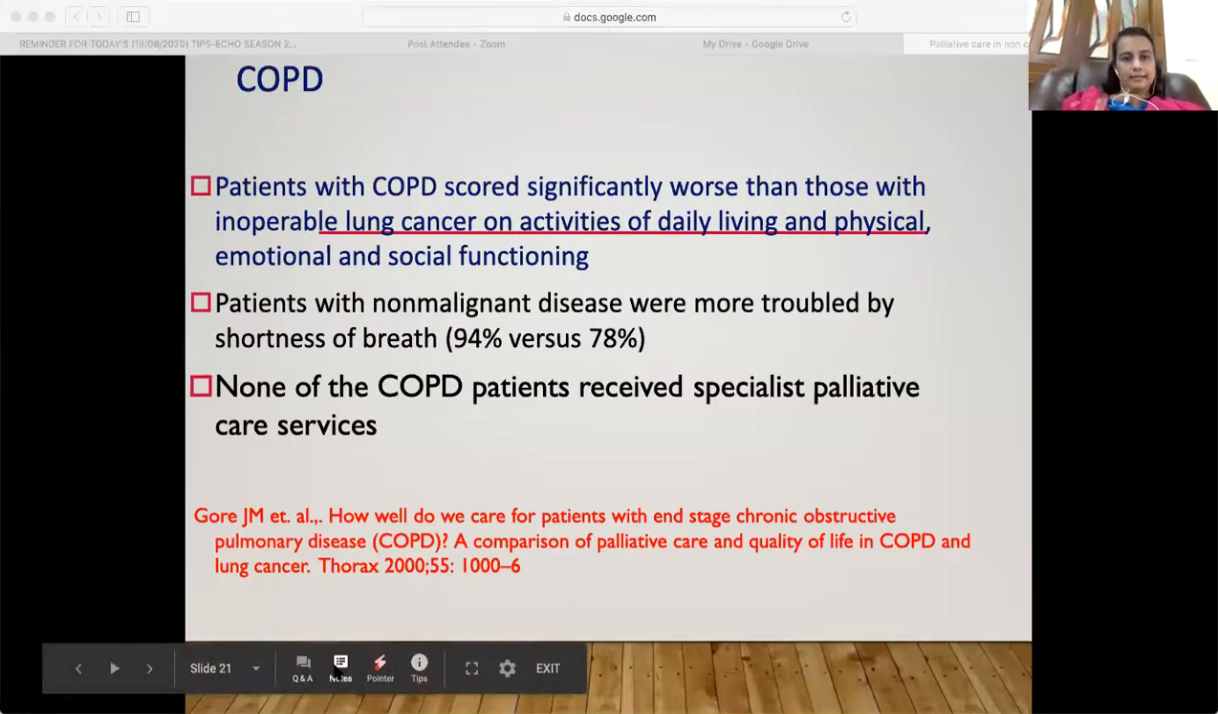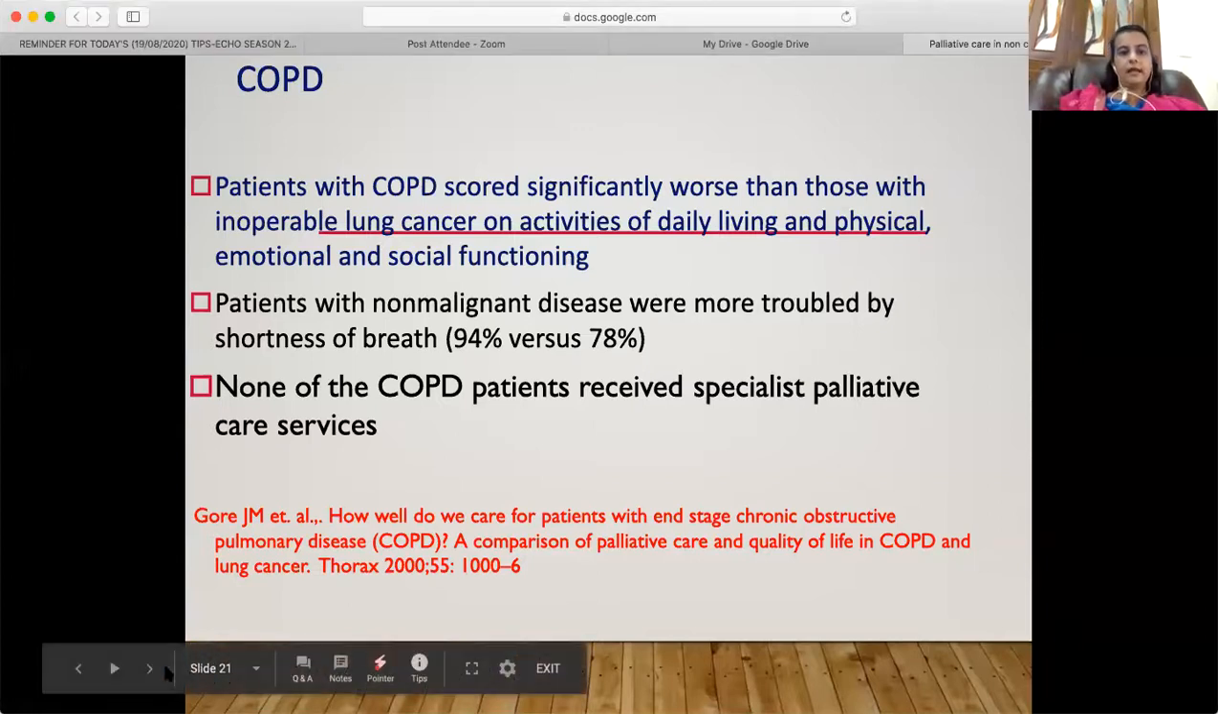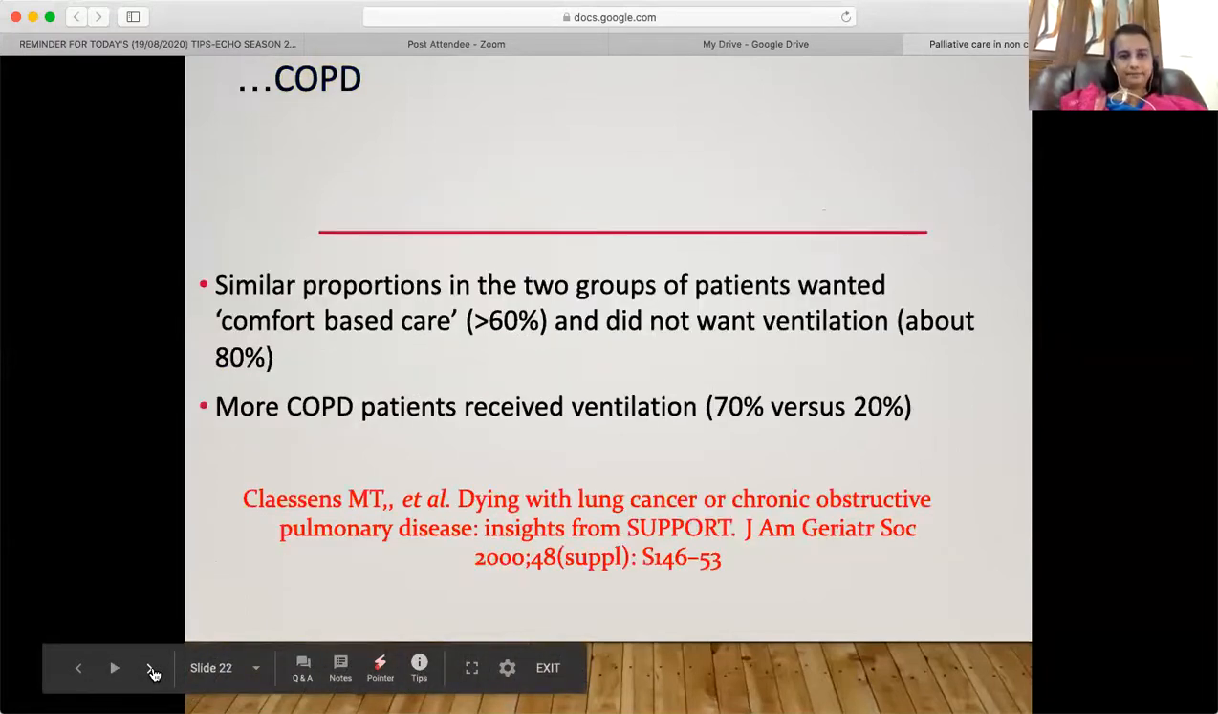Now, this was another study, published in 2000 in Thorax. Again, this was also published quite early on, and it compared the quality of life in end-stage COPD patients and lung cancer patients. It showed that patients with COPD had poorer quality of life and more breathlessness compared with those with lung cancer. But none of the COPD patients received any specialist palliative care services. So obviously cancer patients are known to get referred to services, but COPD patients seem to have more symptoms, but they're not being referred on time, or they're not being referred to palliative care services.